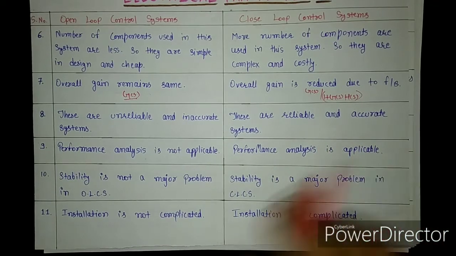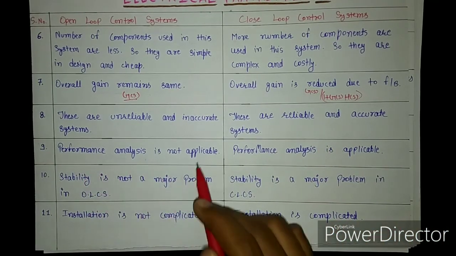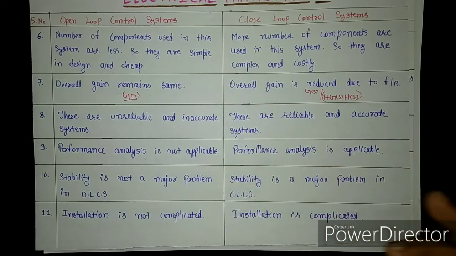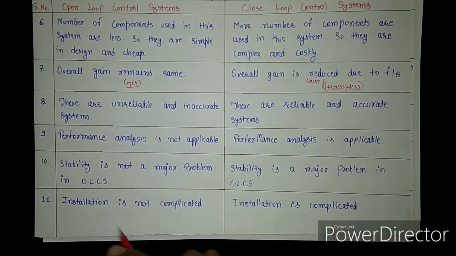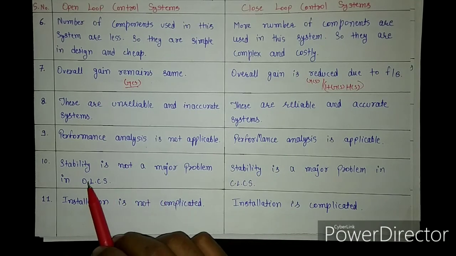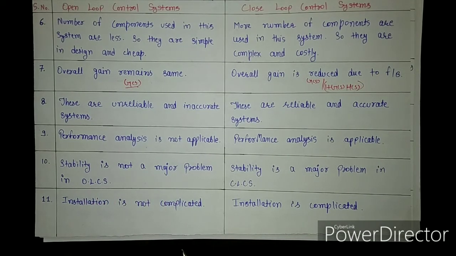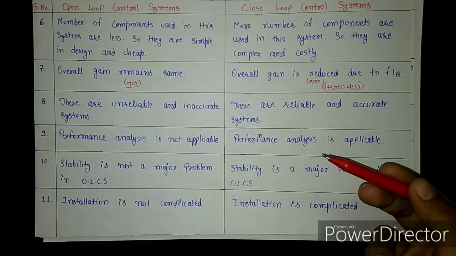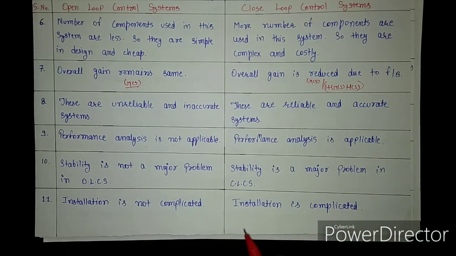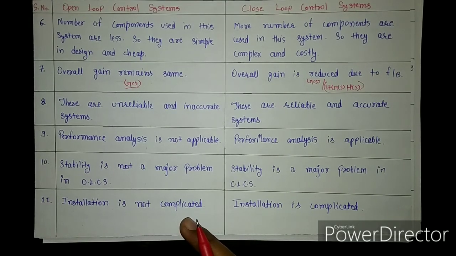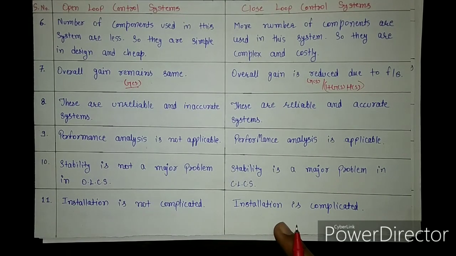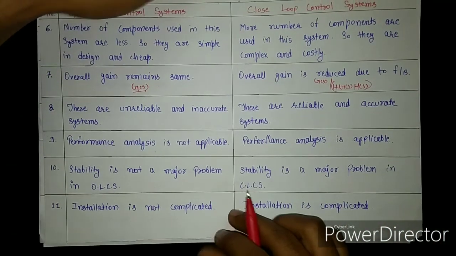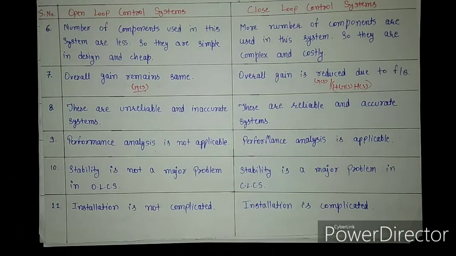Next point is that open loop systems are unreliable and inaccurate because feedback is not connected, but closed loop systems are reliable and accurate systems. Next point is performance analysis is not applicable here, and here performance analysis is applicable. Next point is stability is not a major problem in an open loop control system, but stability is a major problem in a closed loop control system because this system is sensitive with respect to forward path as well as feedback path elements. Now the last point is that installation is not complicated because fewer components are used, but here installation is complicated. So these were the differences between an open loop and closed loop control system.